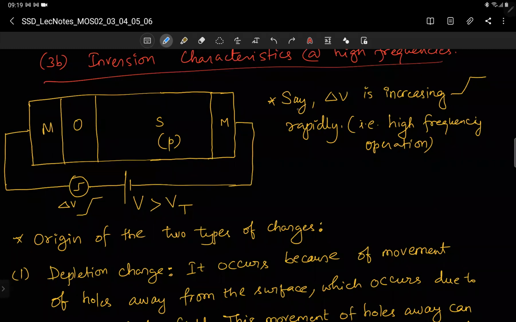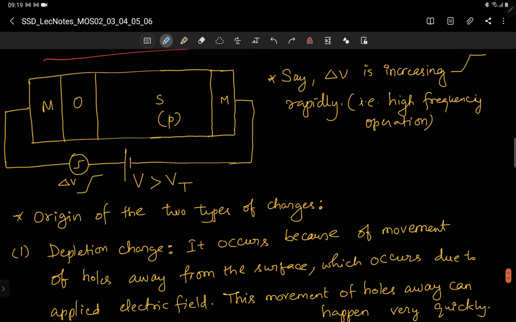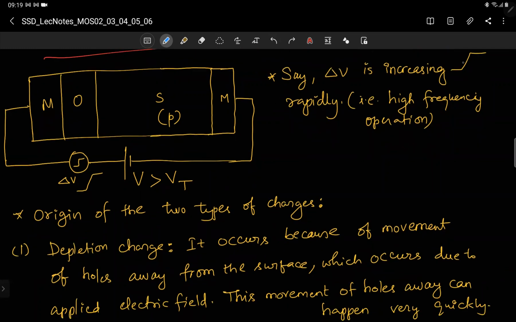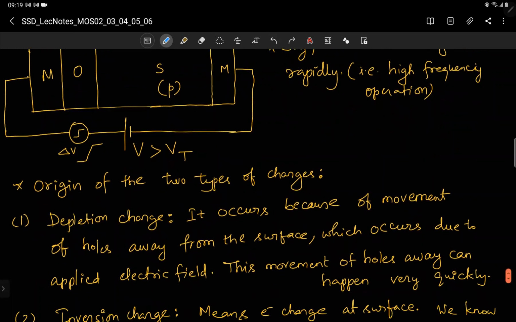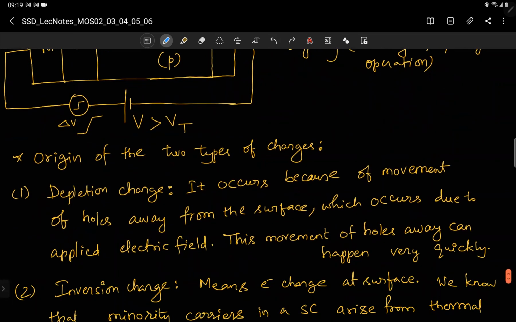It can be sinusoidal, but we are increasing delta V, and then I see the change in charge across these two levels, and accordingly I find the capacitance. Say delta V is increasing like this very rapidly. You can have a sinusoidal with rapid variation, but you can take this also, no issue. Increasing rapidly means it has a lot of high frequency components. So this is high frequency operation.